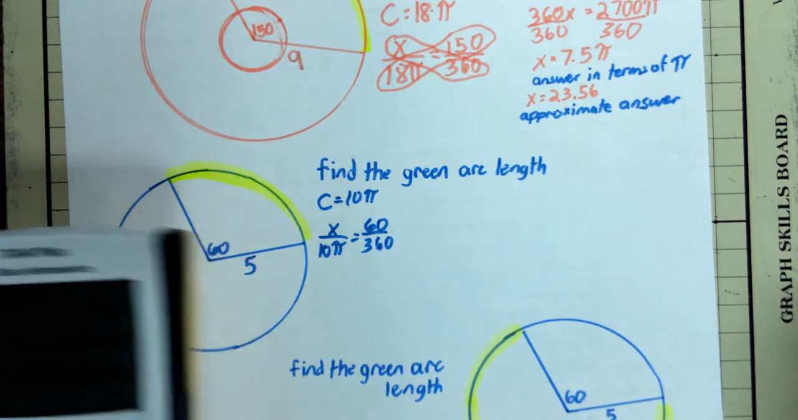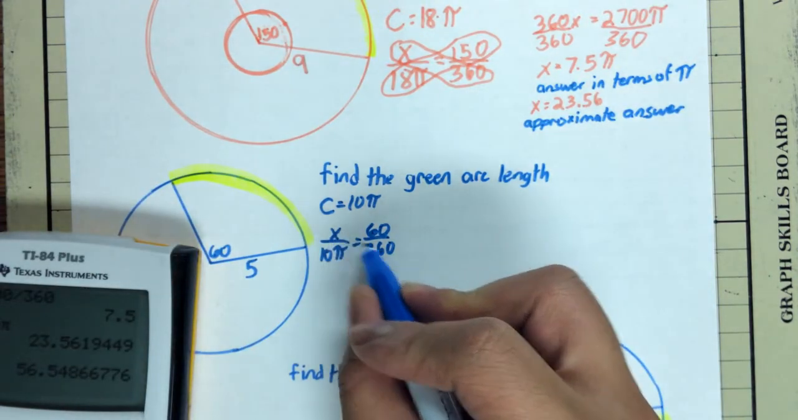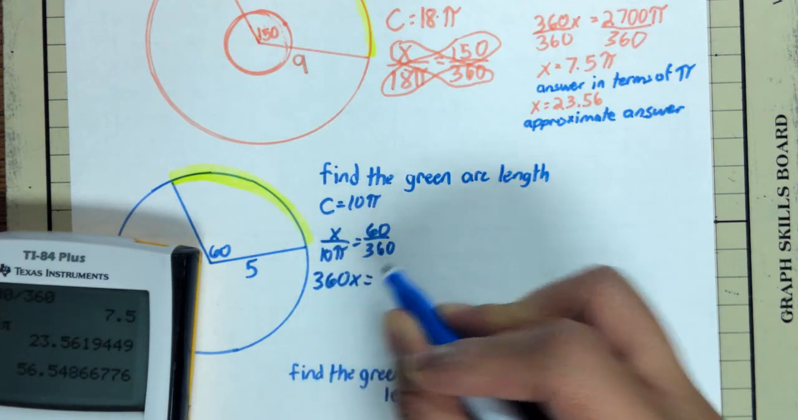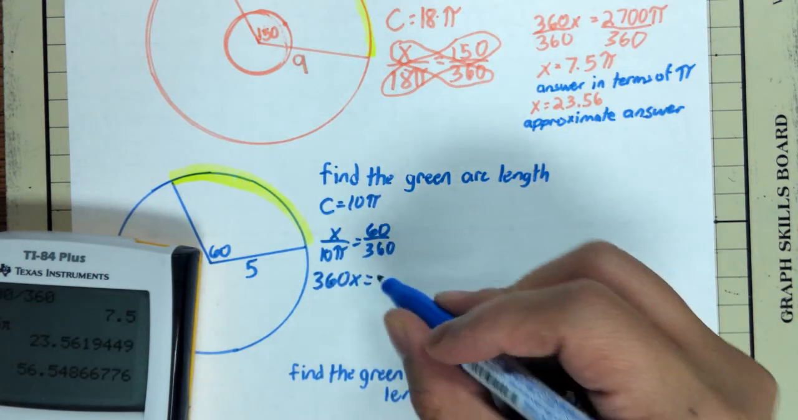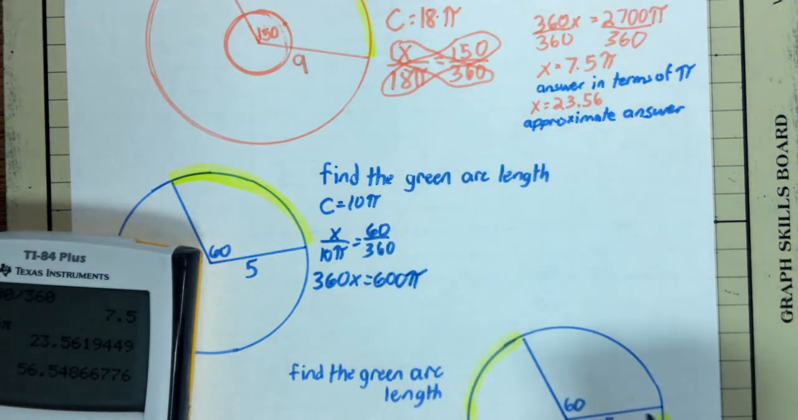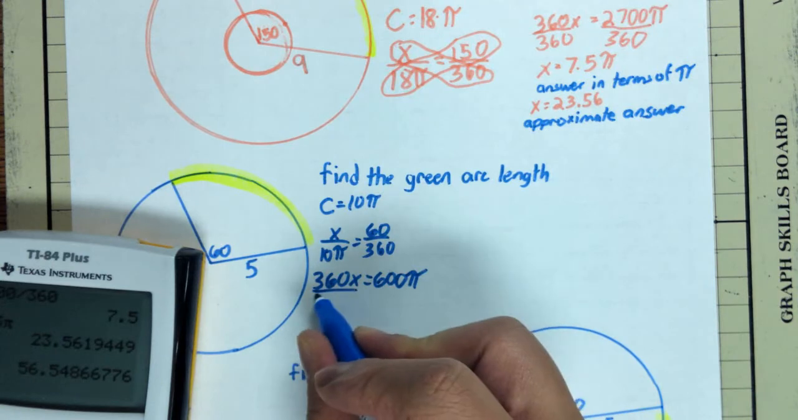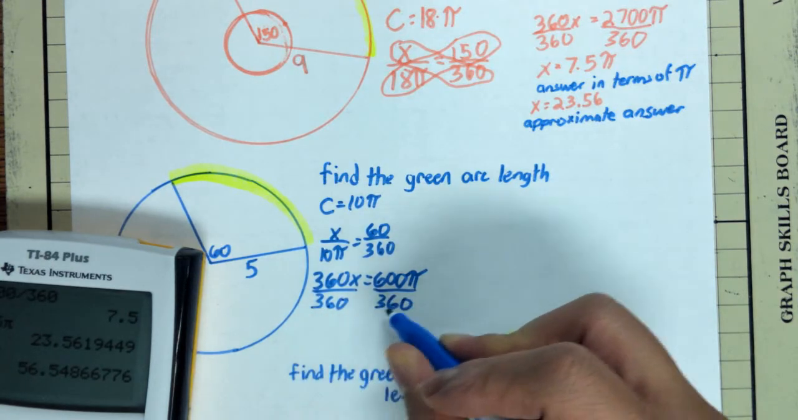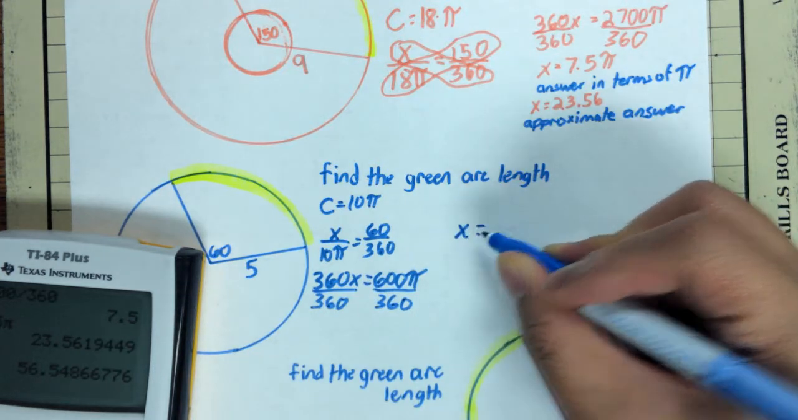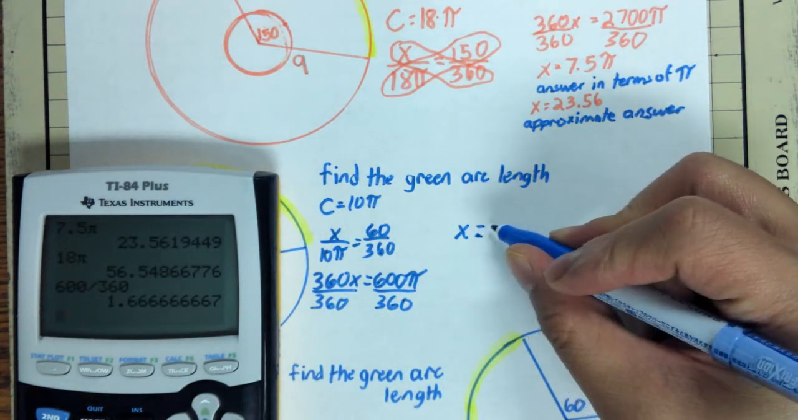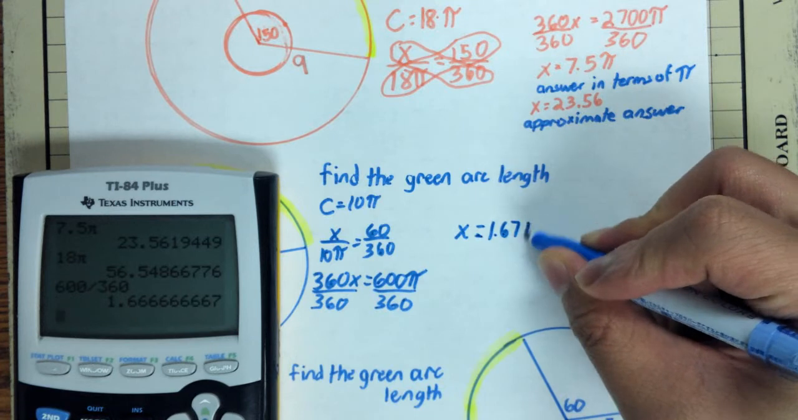Go ahead and cross multiply. We can do x times 360 to get 360x equals 60 times 10 pi to get 600 pi. And our last step, we divide by 360 to get us x equals 600 divided by 360, 1.67 pi.